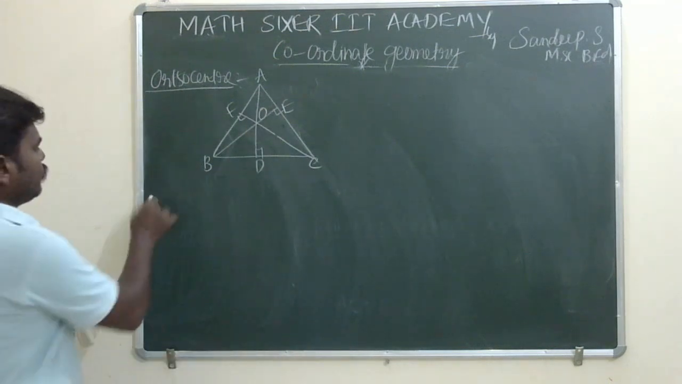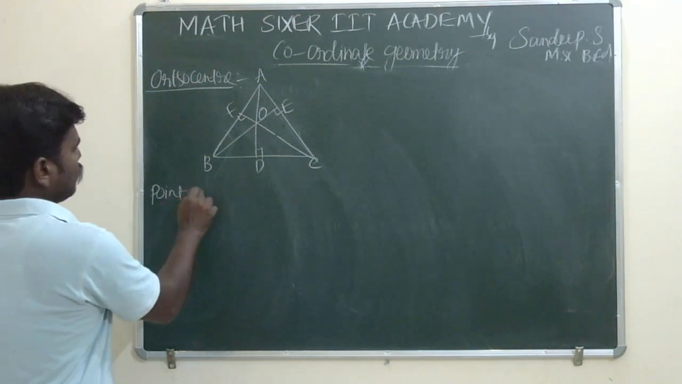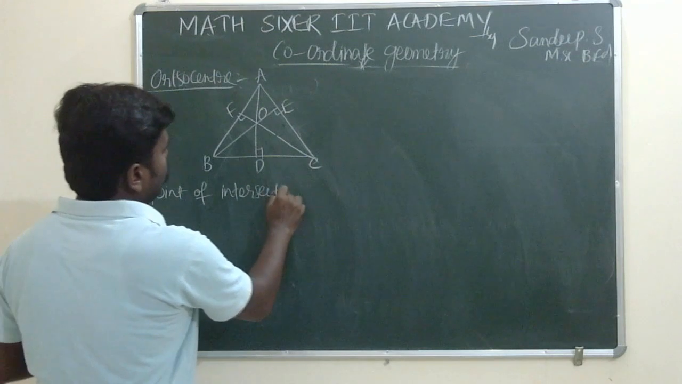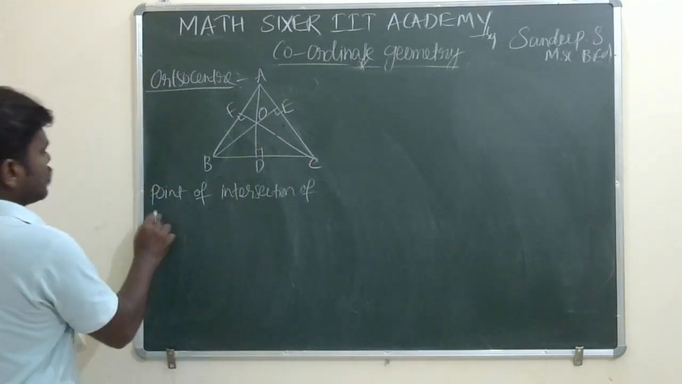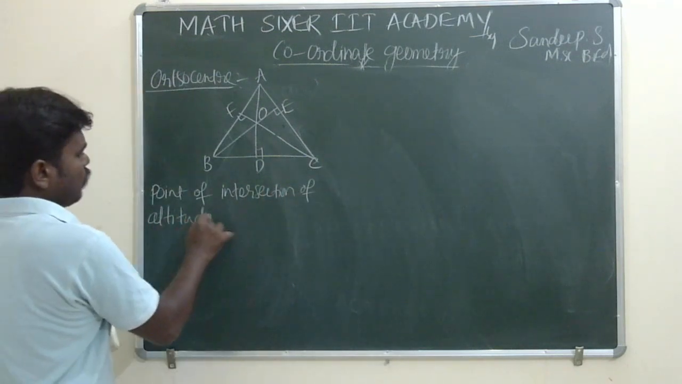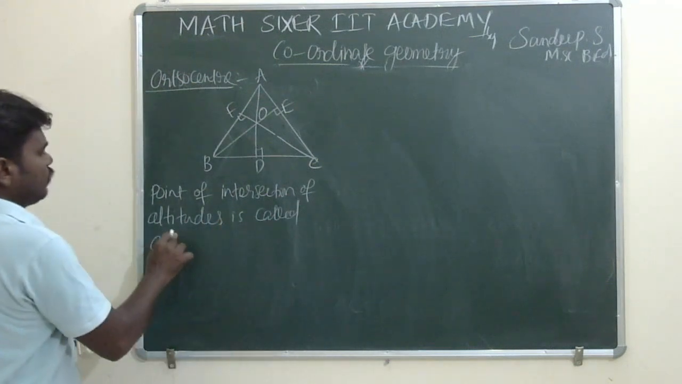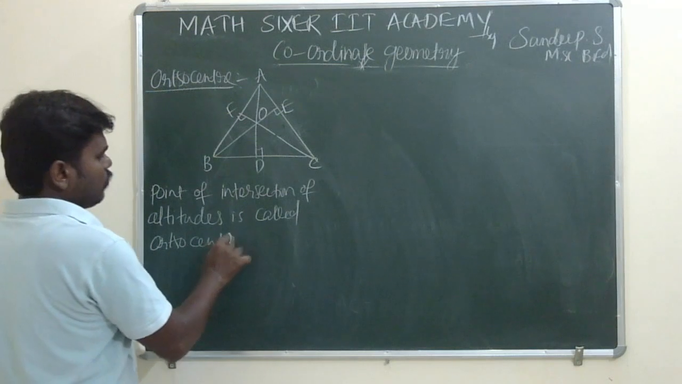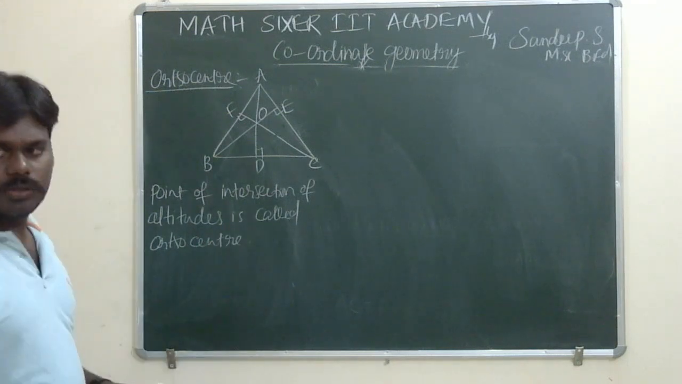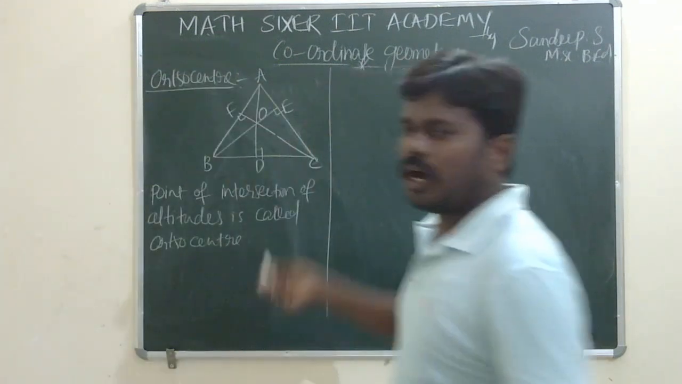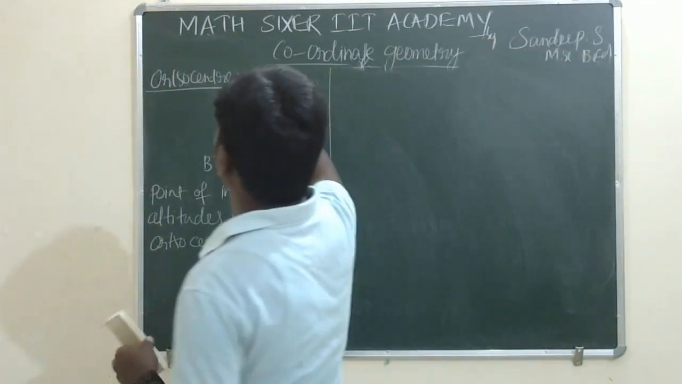So the point of intersection of altitudes is called the orthocenter. Okay, so here, how to find the orthocenter when the vertices are given?